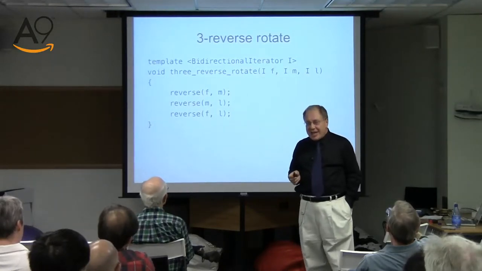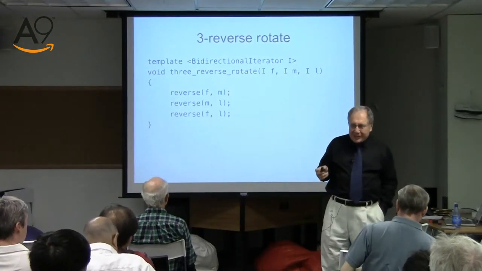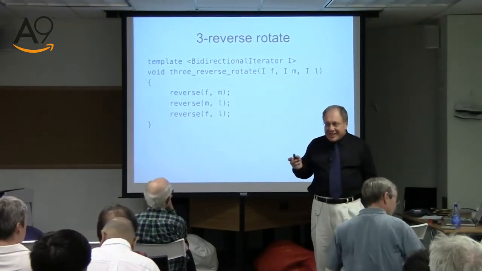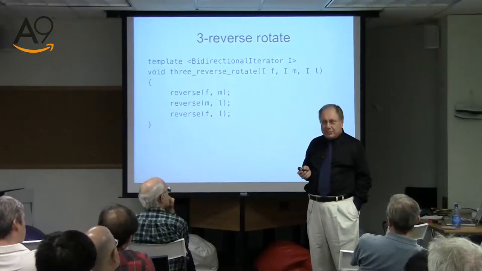In 1998, I taught a similar course. All of my courses are similar. At SGI, once upon a time there was a company called SGI. And I taught a course there. And I was standing there saying that this defeats my whole purpose because I know how to find the midpoint for grist mills. It's trivial to find the midpoint for the cyclic one because these are random access iterators. You just do arithmetic. But for three reverses, I don't know how.